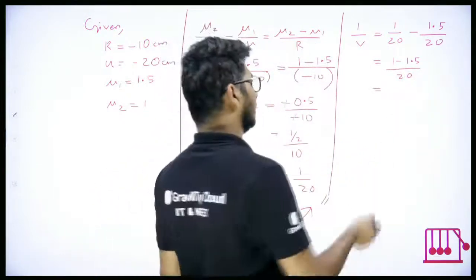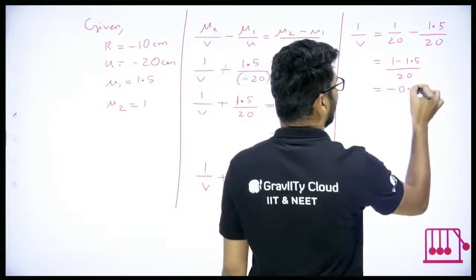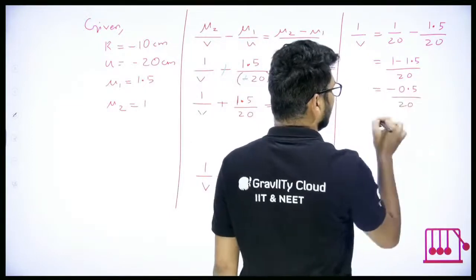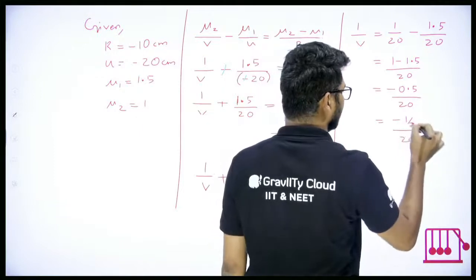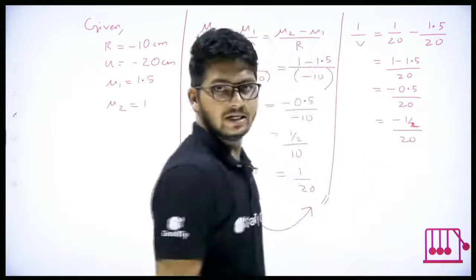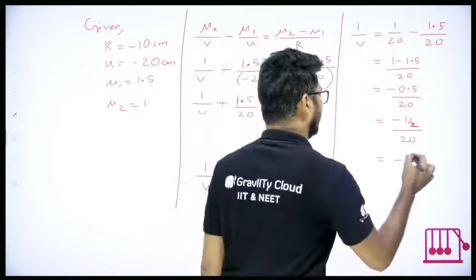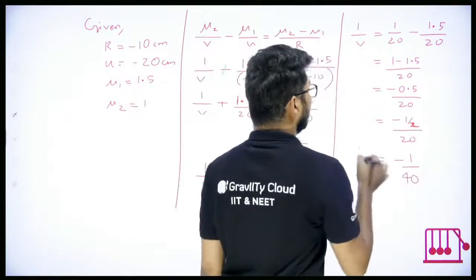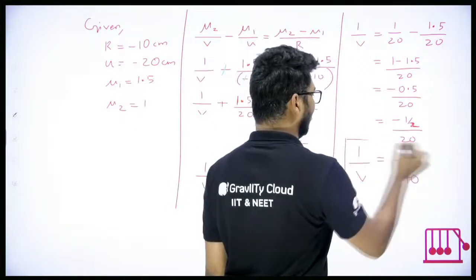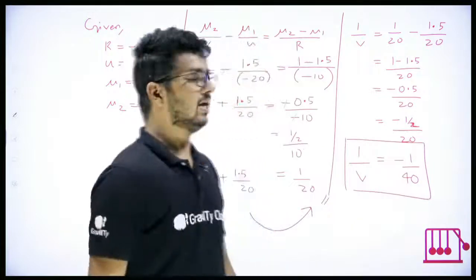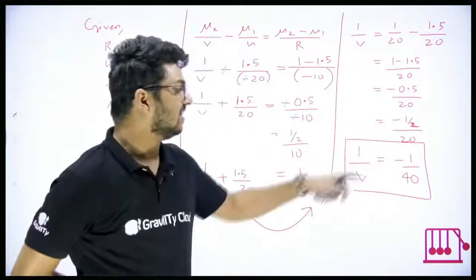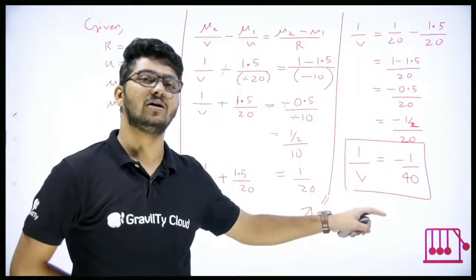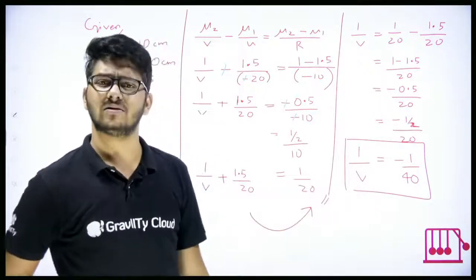which is 1 minus 1.5, minus 0.5 by 20. What is 0.5? 1 by 2 by 20. 2 comes in the denominator. What does it become? Minus 1 by 40. So what did we get? We got 1 by V as minus 1 by 40. But is that the answer we need? Minus 1 by 40? No, that is not the answer.